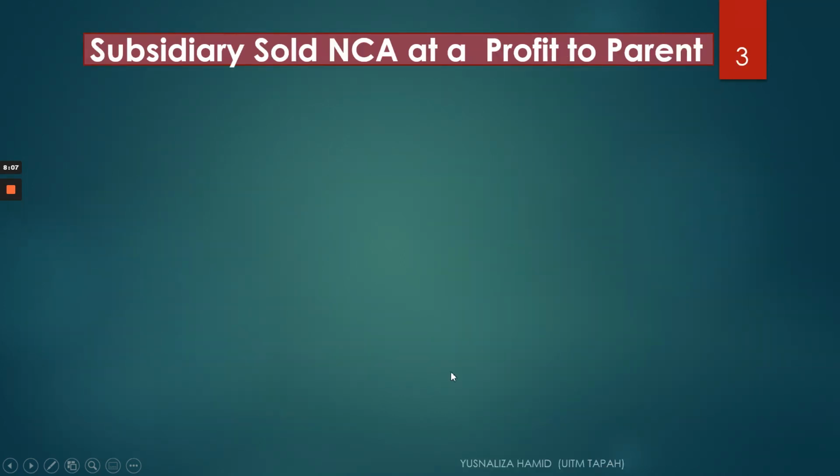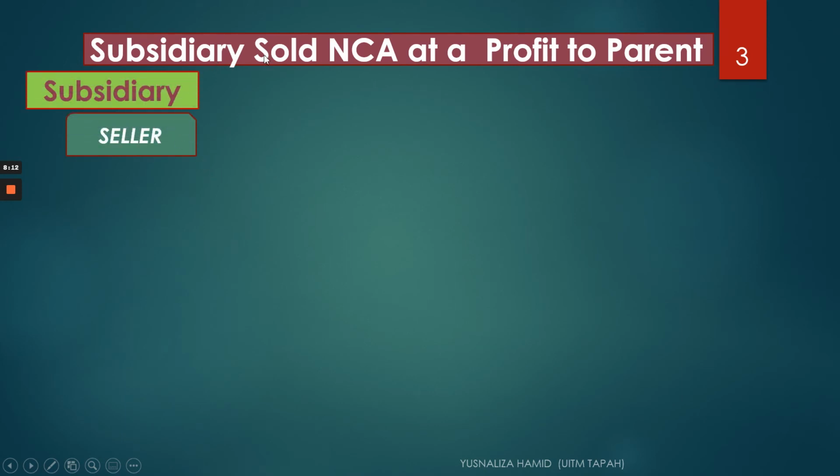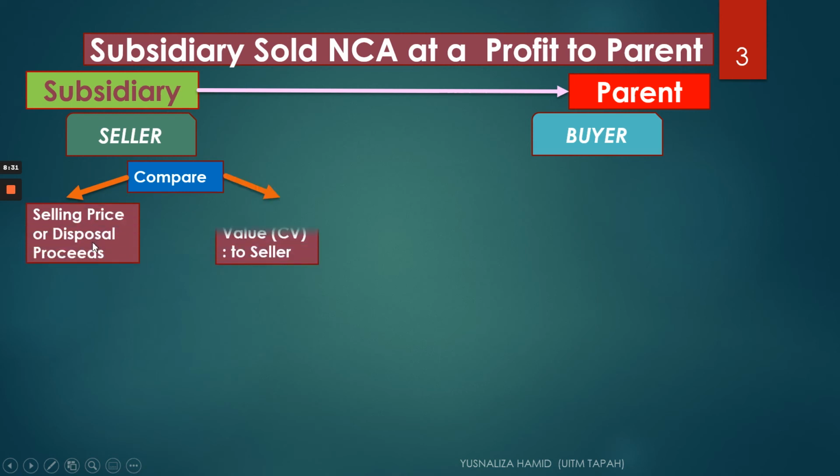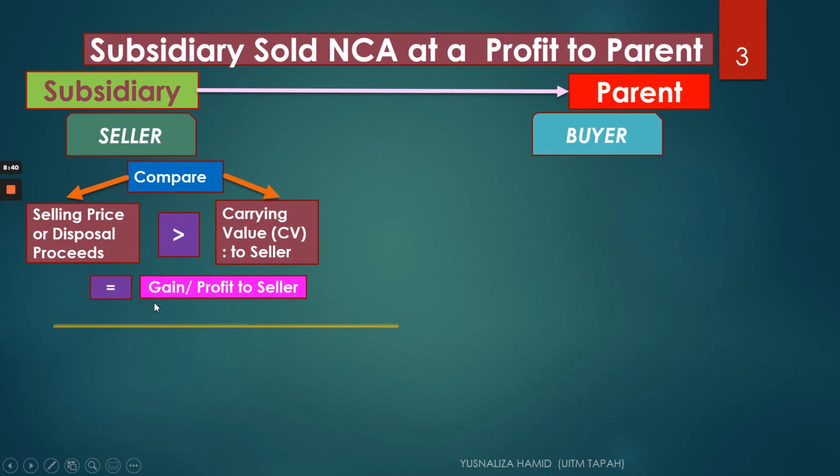The next one is a similar case, where we look at what happens if the subsidiary is the seller, and we will look at an illustration as well of what happens if the subsidiary is selling the non-current asset to the parent. Now the parent is the buyer. So what we need to do is the same thing. We will compare the selling price with the carrying value to check the profit or gain from the point of view of the seller. Remember, the seller is the subsidiary.